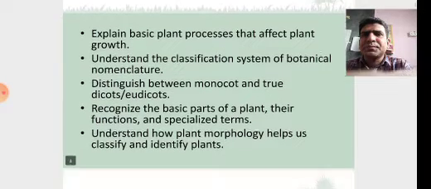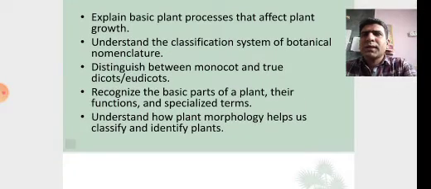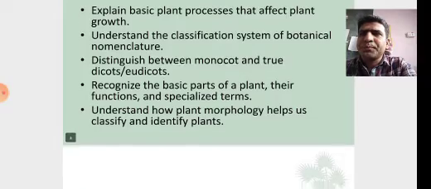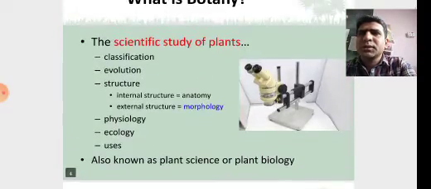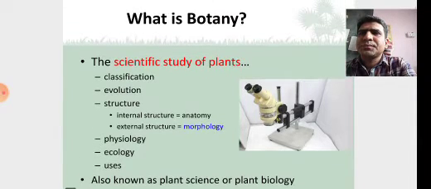Then after that, this objective also includes recognizing the basic parts of plants, their function and terms, and how plant morphology helps to classify and identify them. This is the objective when we are studying botany. The first part is the introduction. In that we have to study what exactly botany is.